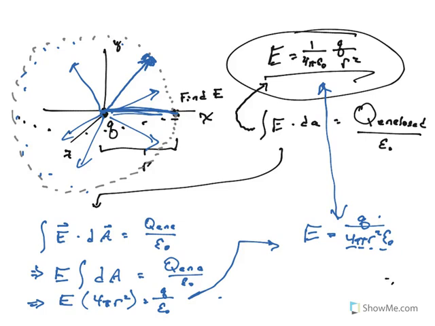So you should always, given a problem that uses Gauss's law, choose that shape which is easiest for you to calculate what you need. Sometimes it's a sphere, sometimes it's a rectangle or a box. It just depends on the particular situation.